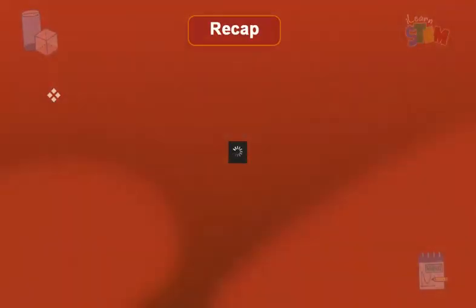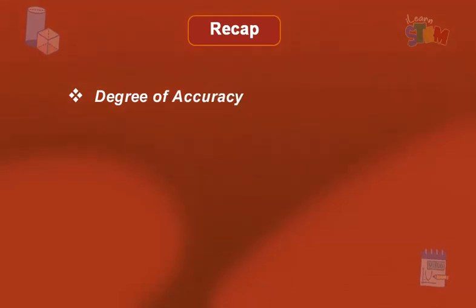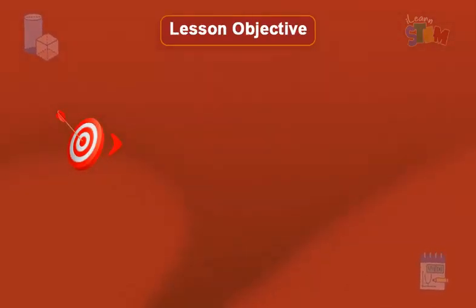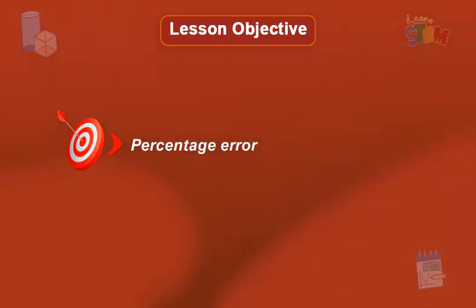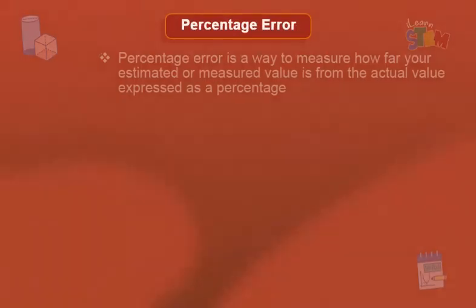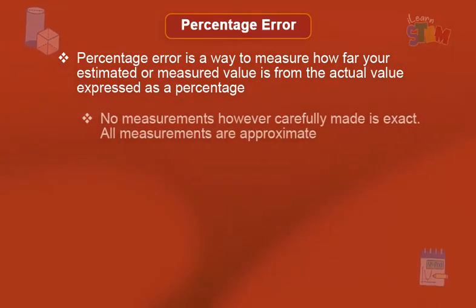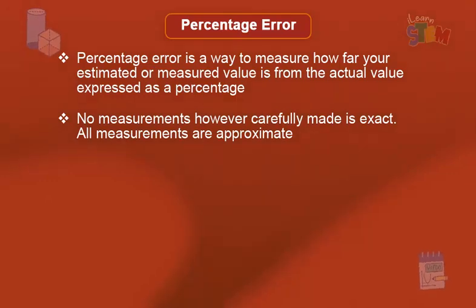In our last lesson, we explored degree of accuracy. In today's lesson we will move on to a related concept, percentage error. Let's dive into understanding how to calculate and interpret this concept. Percentage error is a way to measure how far your estimated or measured value is from the actual value expressed as a percentage. No measurement, however carefully made, is exact.